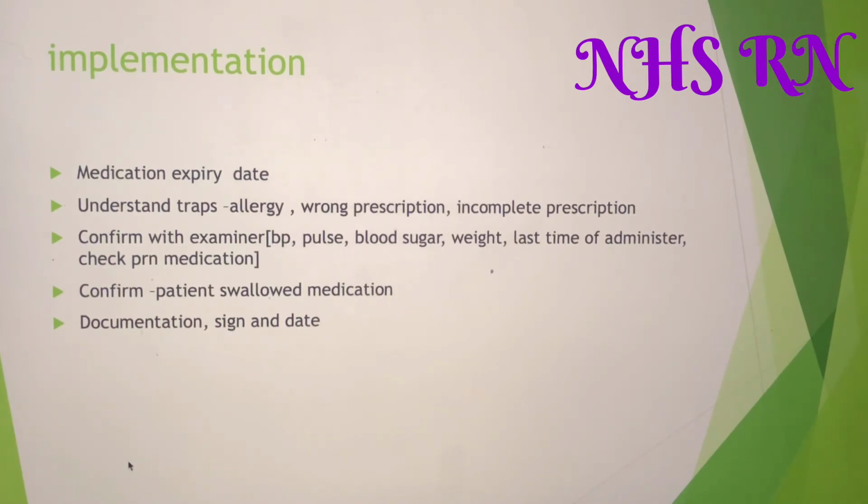Then you need to make sure about allergy, and you also need to know the interval of medication administration. Sometimes your patient would say, I have pain, then when you check it, some PRN or regular paracetamol was given just before, within 2 hours. So you can't give paracetamol again. That's a critical error. So you need to understand what the traps are.